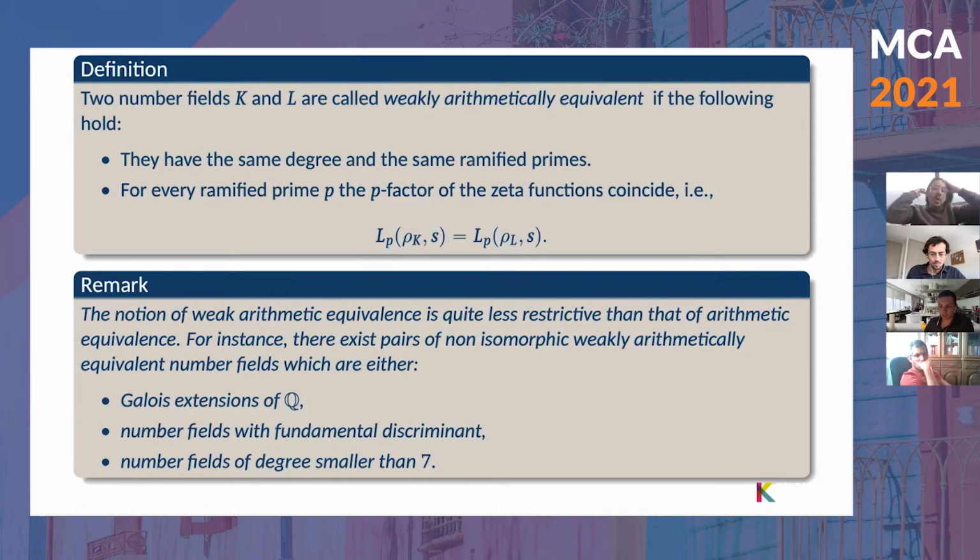Freedom in the sense that you could have weakly arithmetically equivalent number fields that are Galois, that have fundamental discriminant, or that have degree less than 7. That doesn't happen for arithmetically equivalent number fields, because as explained before, fields with fundamental discriminant are solitary, degree smaller than or equal to 6 are solitary, and if they are Galois extensions, they're also solitary because the Galois closure is determined by the zeta function. So here you have a little more freedom about the fields with this definition.